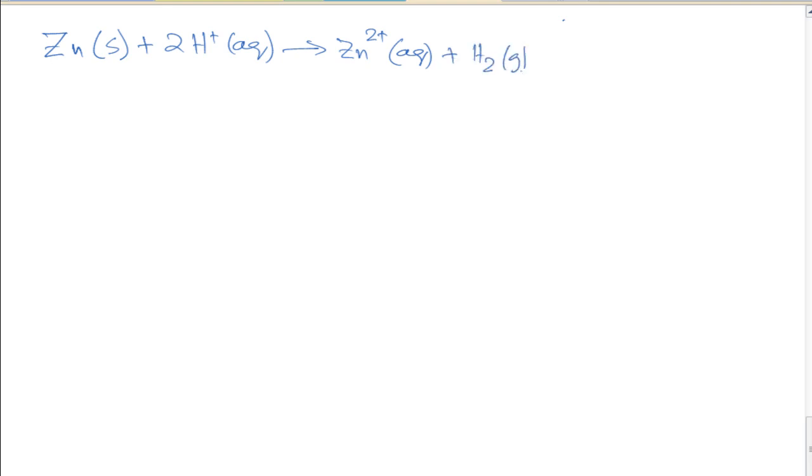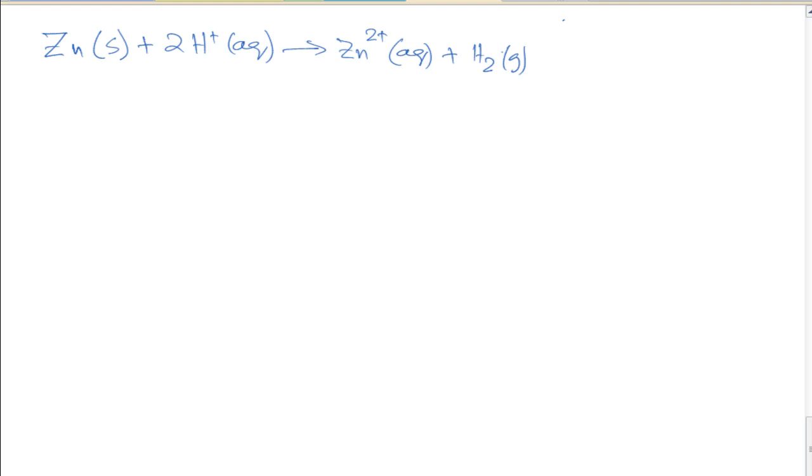The zinc solid reacting with the acid aqueous, where the zinc dissolves, giving the zinc 2 plus aqueous plus the hydrogen gas.